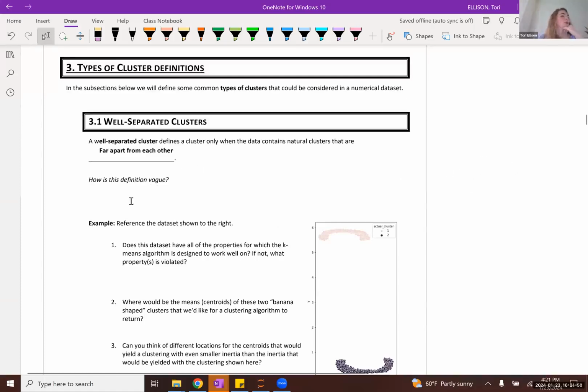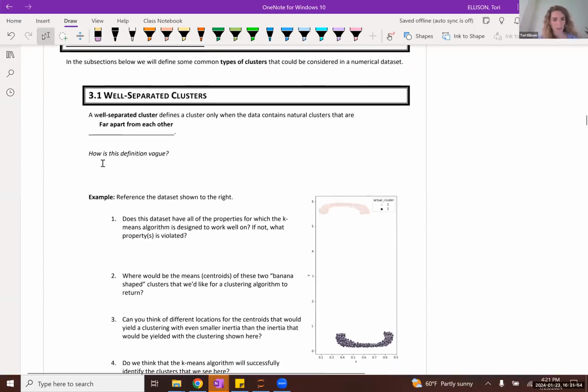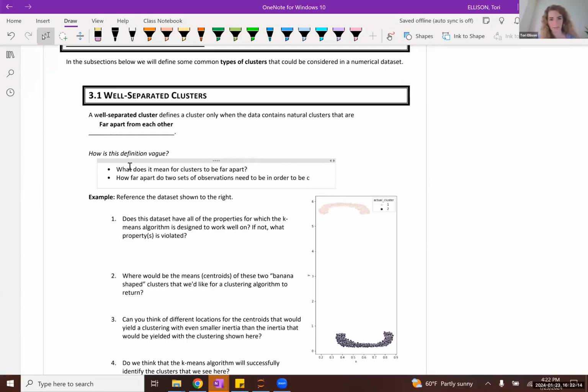Yeah, so what does it mean for two clusters to be far apart? So we might ask that. Or I might also ask, how far apart do two sets of observations need to be in order to be considered two clusters?